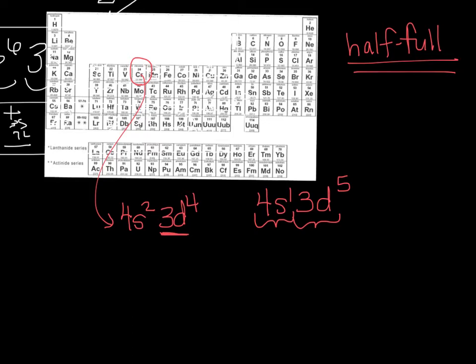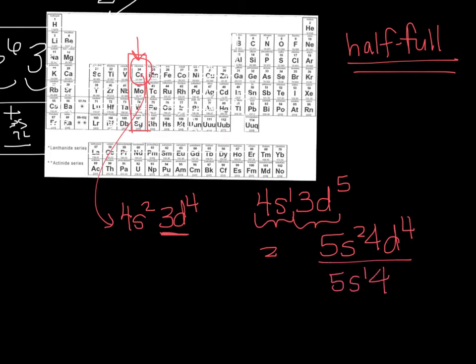And for the purposes of our class, even though this only happens sometimes, we could assume that anything in this column, again, we're making an assumption that's not always true, but just to keep it simple, that anything that ends with, let's say, 5s2, 4d4, like molybdenum, might do the same thing. End with 5s1, 4d5, giving this half full.